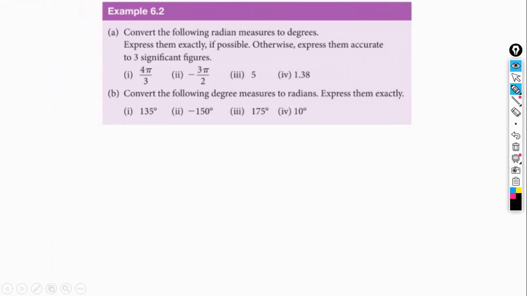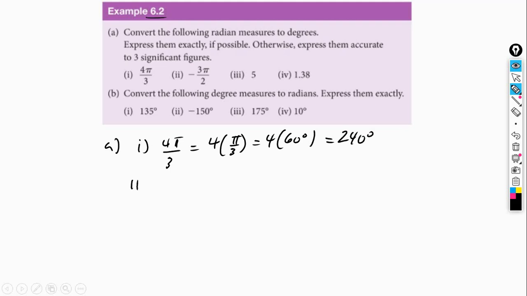So next we have example 6.2. Part A says, convert the following radian measures to degrees. Express them exactly if possible. Otherwise, express them accurate to 3 significant figures. So number 1 for part A is 4 pi thirds. Now there's several ways to do this, but notice that this is the same as 4 times pi thirds. And we already said that pi thirds is 60 degrees, so this is 4 times 60 degrees, which is going to give us 240 degrees.